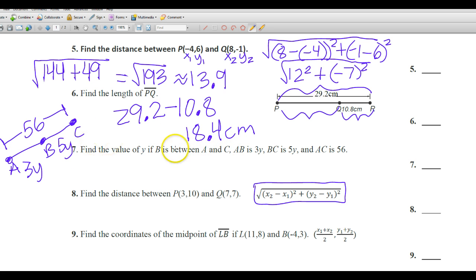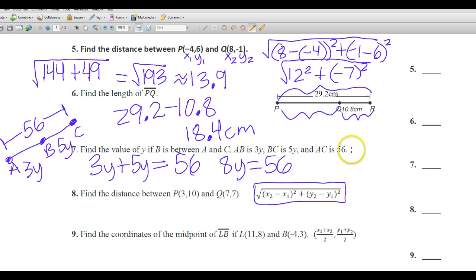To find the value of y, we need to set up some sort of equation, and we're going to use the segment addition postulate, which states that the sum of the two parts will equal the whole. So we take 3y plus the other part, 5y, and set it equal to the whole, 56. If I combine my like terms, I get 8y, and if I divide both sides by 8, I get y is equal to 7. Always go back to the problem, make sure that we are giving what we're asked for. It says find the value of y. Sometimes it might say find the length of AB, so we would have to substitute back in. But in this case, our answer is just y equals 7.